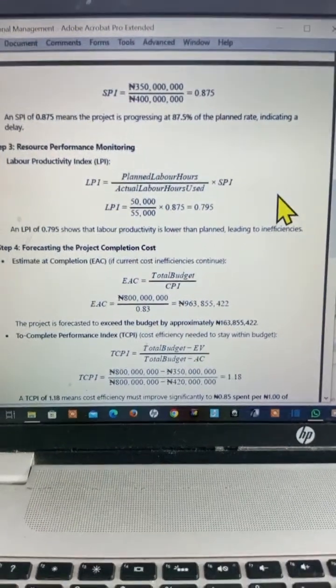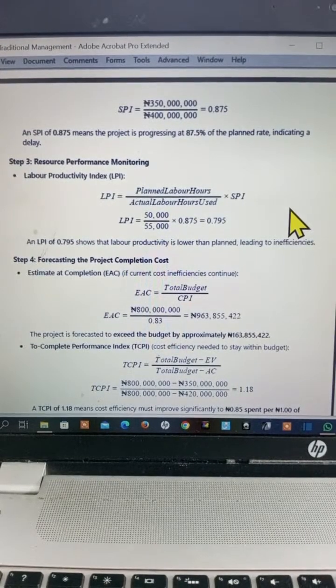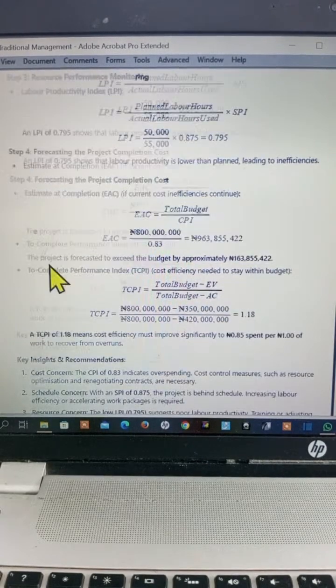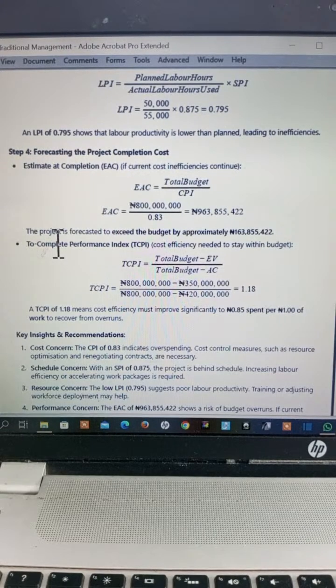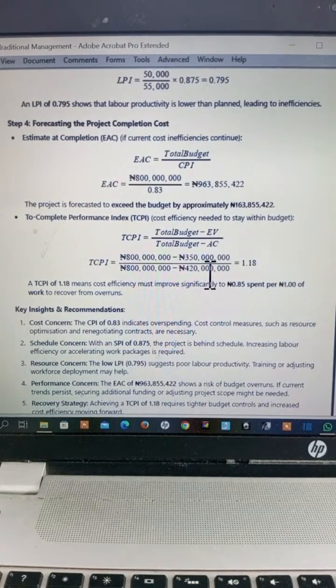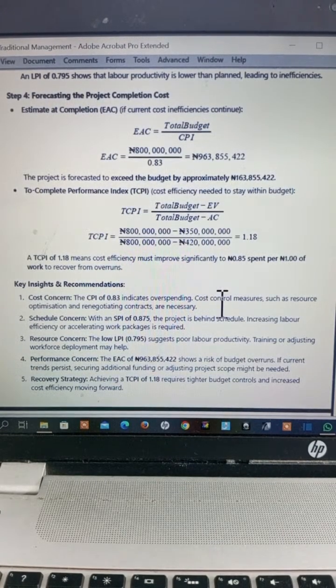So looking at the to complete performance index, we are looking at the cost efficiency needed to stay within budget. It is the total budget minus your end value, and you divide it by the total budget minus the actual cost. Okay? Good. So take notes. I'm going to leave this on the screen while I explain it so that you can get it. I'm sure it's because you were not seeing it that it became difficult for you to understand.